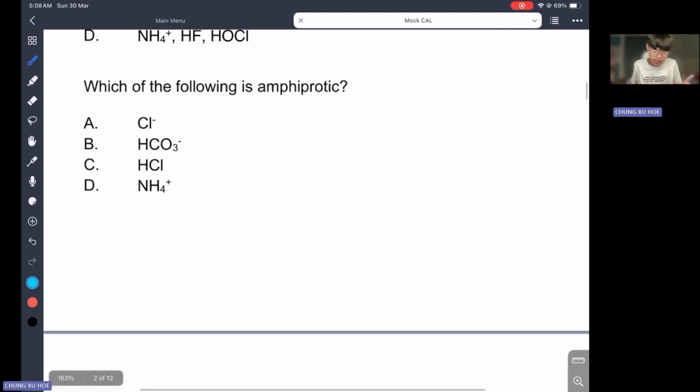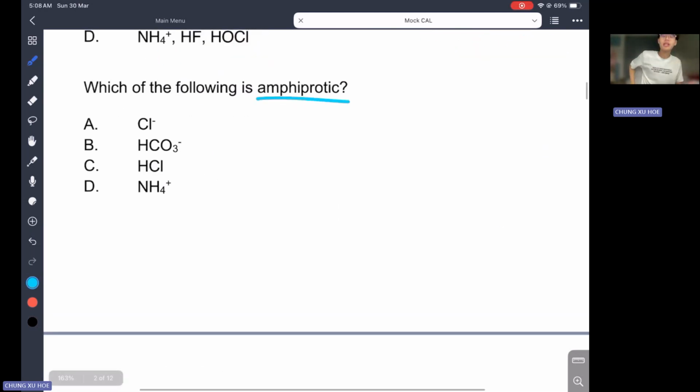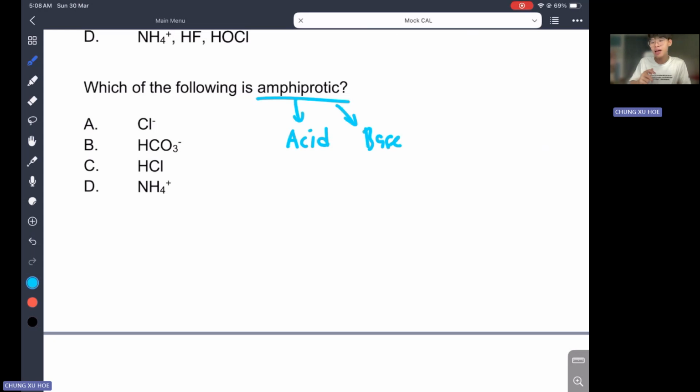Which of the following is amphiprotic? Amphiprotic means a substance that can act as acid and also act as base at the same time. It's like you have some kind of friends, right? They treat you very nice, and then behind your back they are two-faced kind of people. They're amphiprotic.